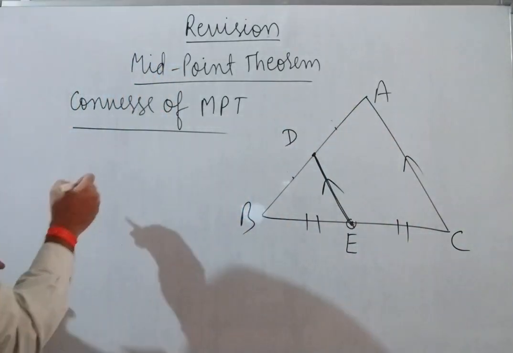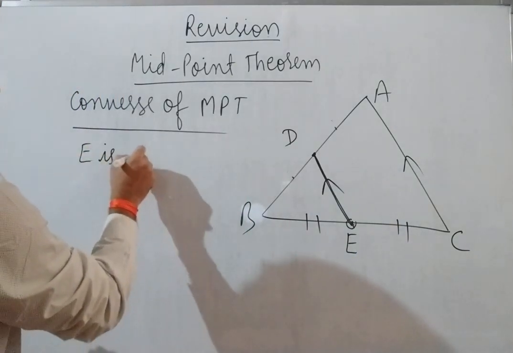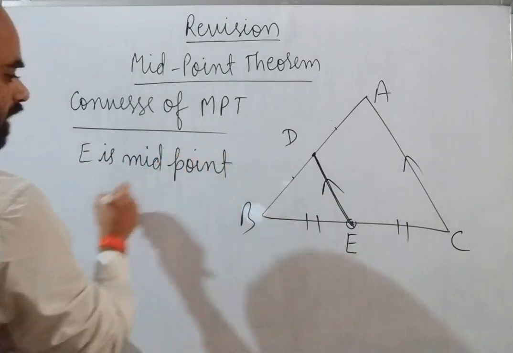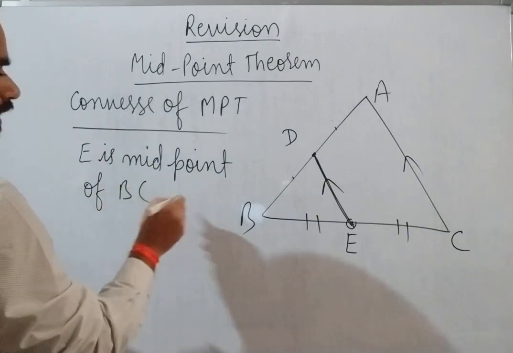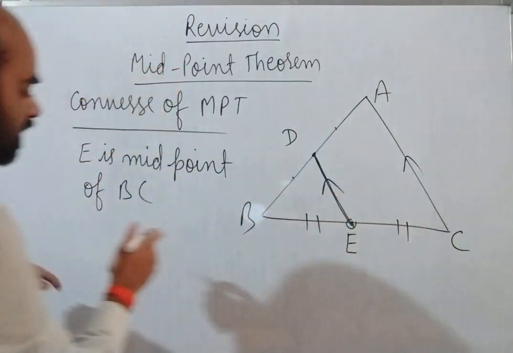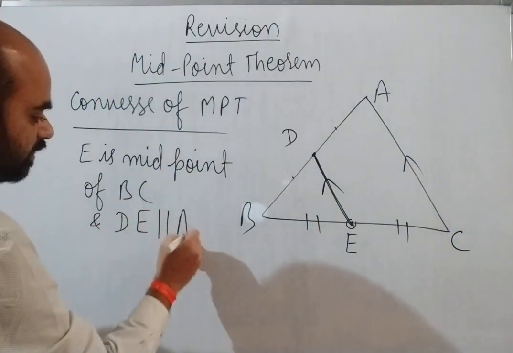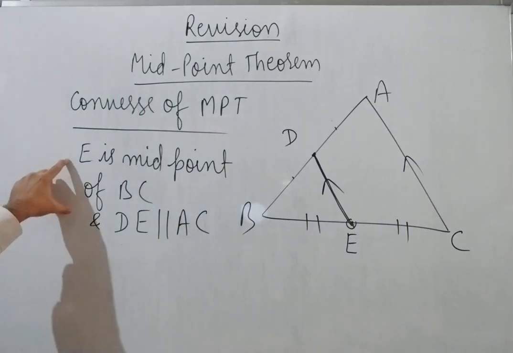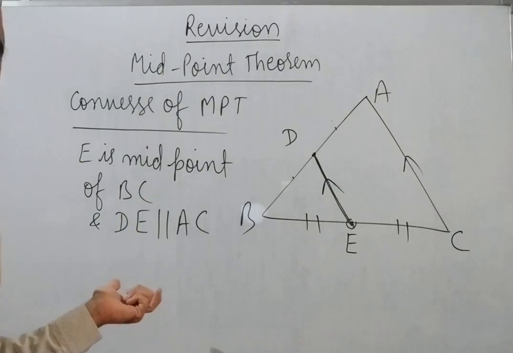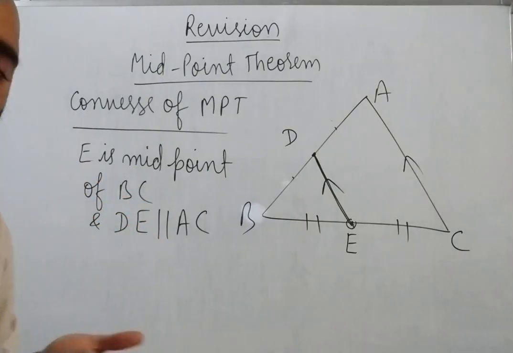It means, what is the requirement? E is midpoint of any one side. Here it is BC, and from the midpoint the line segment must be parallel to the second side. It means also what is given? DE is parallel to AC. These two conditions are required for applying the converse of midpoint theorem.